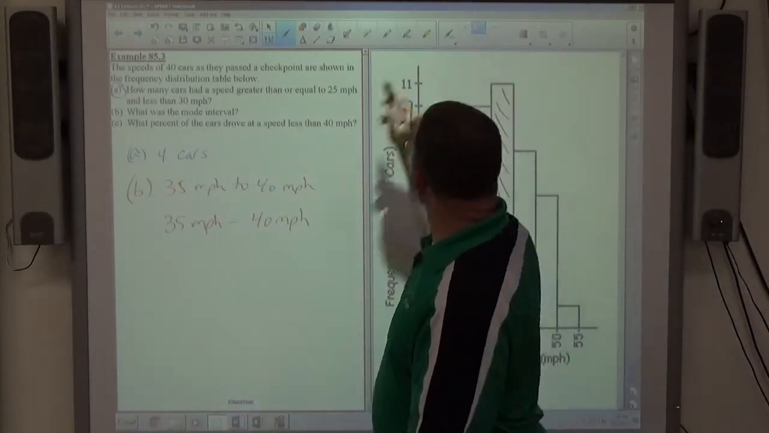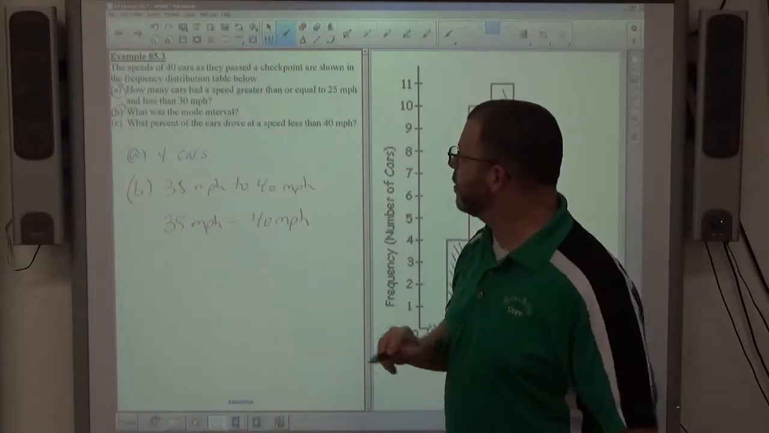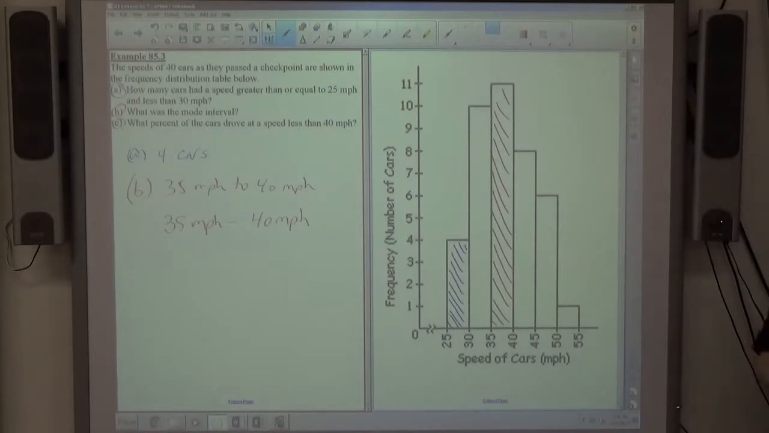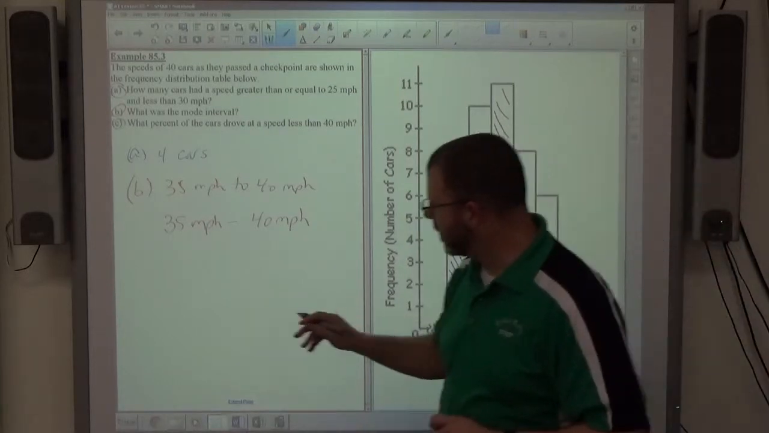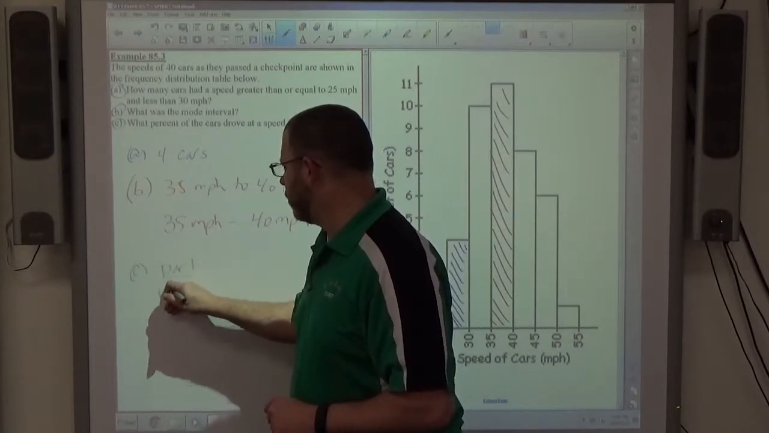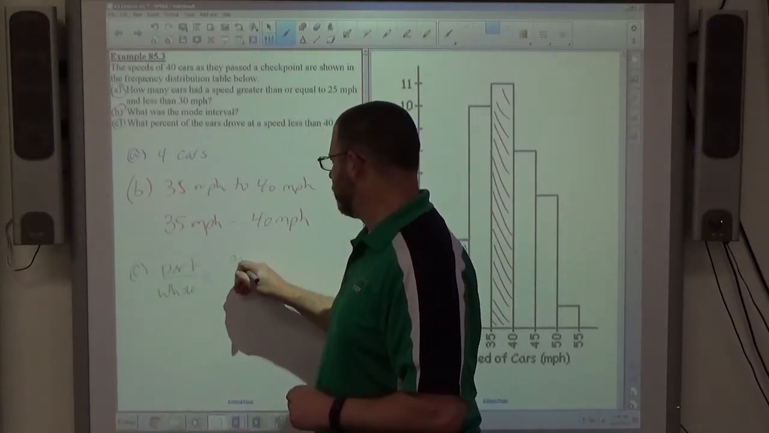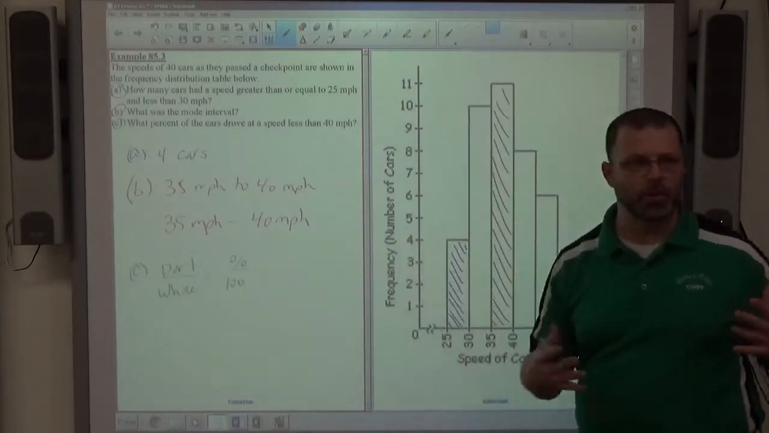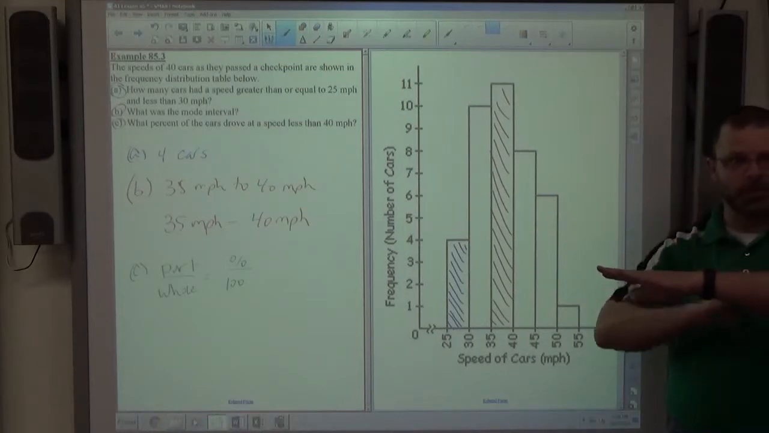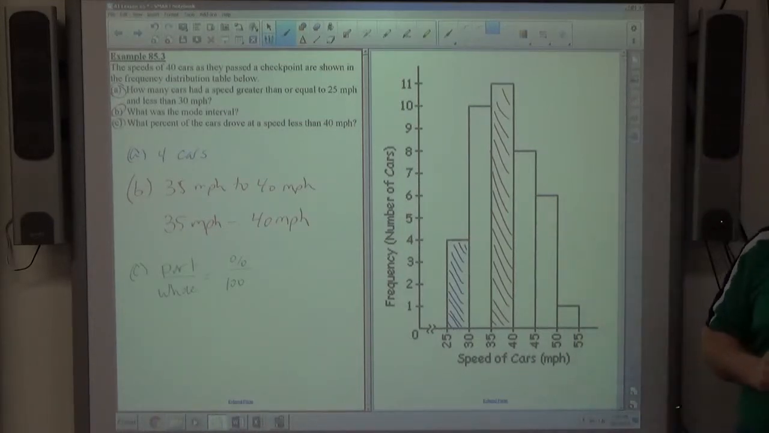For question C, what percent of the cars drove at a speed less than 40 miles per hour? So how do we find percent? You take how many there are that they're asking for out of the whole, times x over 100. So for percent, we're looking for part over whole equals the percent over 100. That's just a percent proportion. Anytime we know the percent of something happening, the part that matches the description divided by how many things there are equals percent over 100.